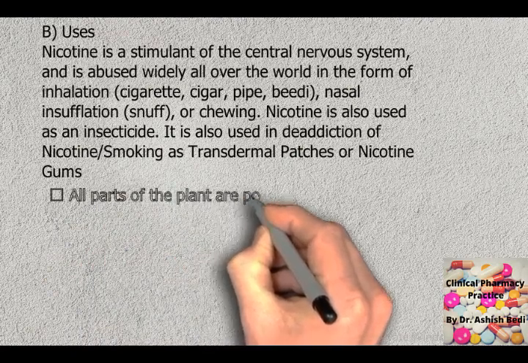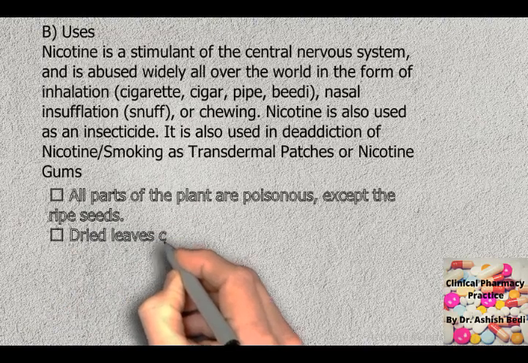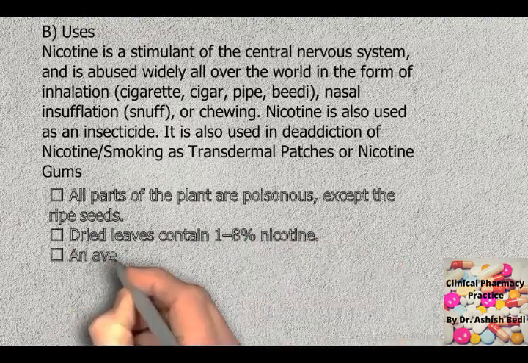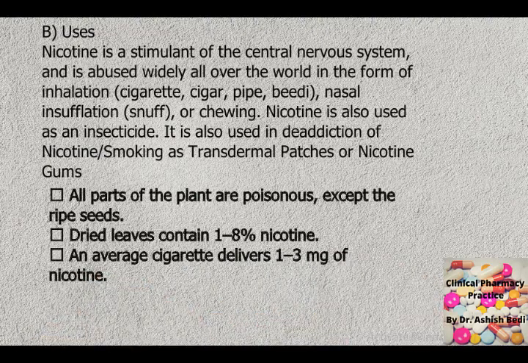All parts of the plant are poisonous except the ripe seeds. Dried leaves contain around 1 to 8% nicotine, and an average cigarette delivers 1 to 3 mg of nicotine into the bloodstream.